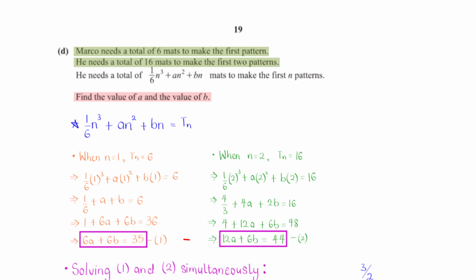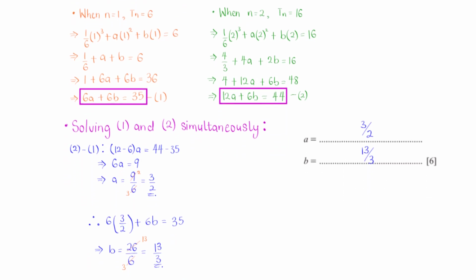When we simplify this, we get 6a plus 6b equals 35, which we have labeled as equation 1. Based on this, we know that when n equals 2, Tn is 16. So we have 1 over 6 times 2 cubed plus a times 2 squared plus b times 2 equals 16. When we simplify this, we get 12a plus 6b equals 44, which we have labeled as equation 2. So now, to get the values of a and b, we need to solve the two equations simultaneously.